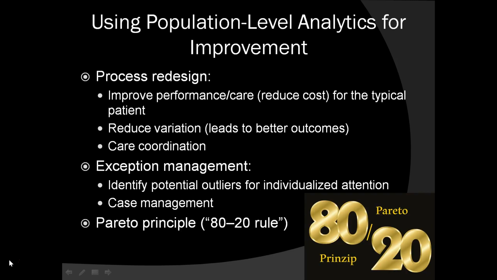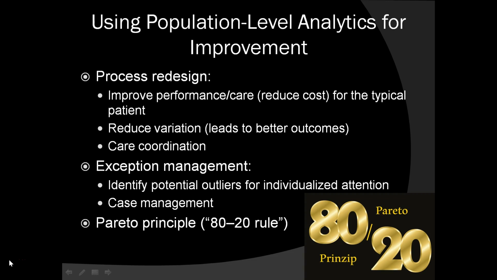Now, using population-level analytics for improvement, here we have a process redesign. Here is where you improve performance or care, reducing the cost for the typical patient. You're going to reduce variation, which leads to better outcomes, and you're also going to have better care coordination. Care coordination will ensure that all patients receive consistent, complete, and timely care. Exception management will identify potential outliers for individualized attention, and also help along with case management. Case management is tailored to individual needs for complex patients, such as telehealth to monitor weight for CHF patients or something along those lines.